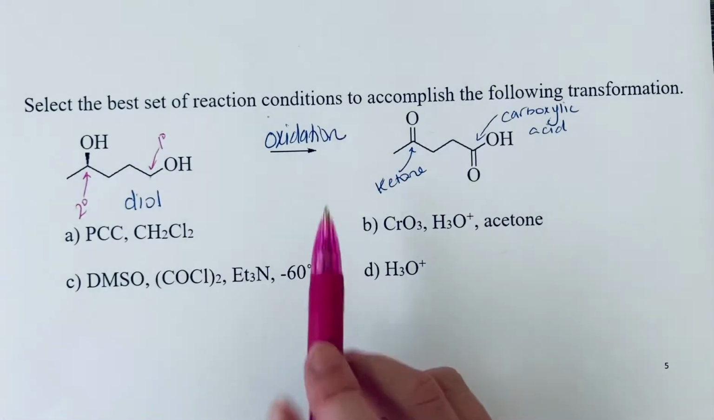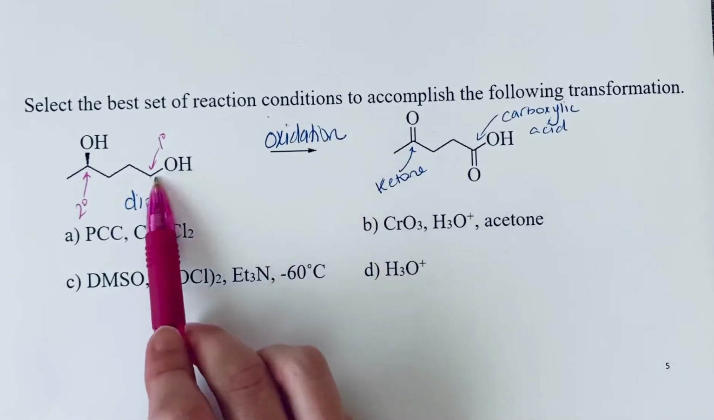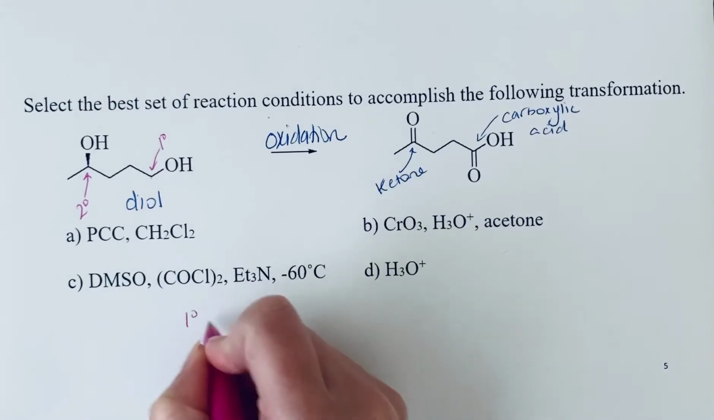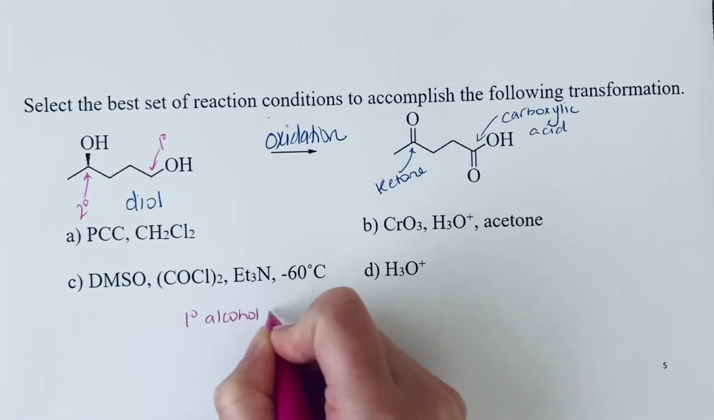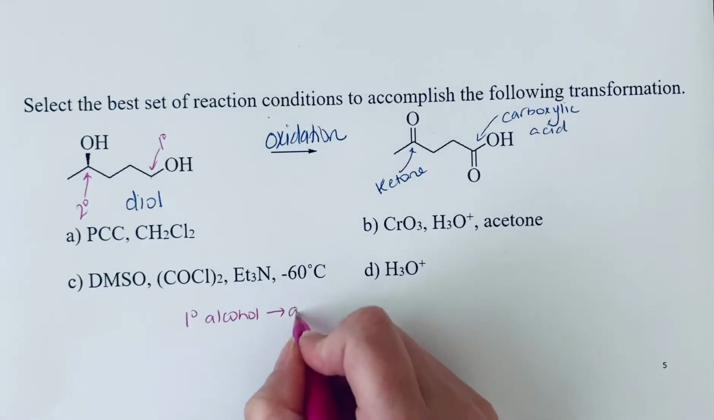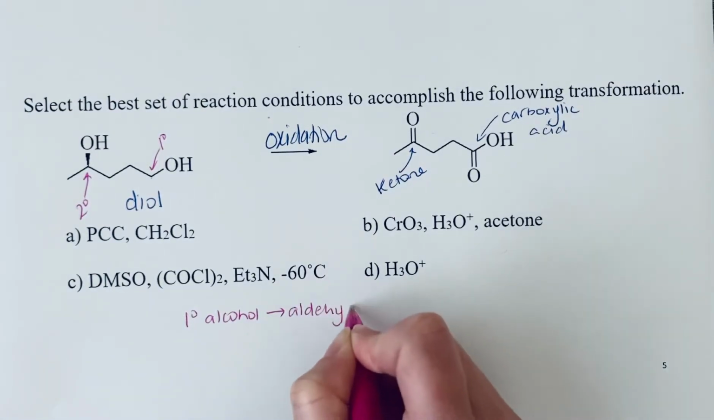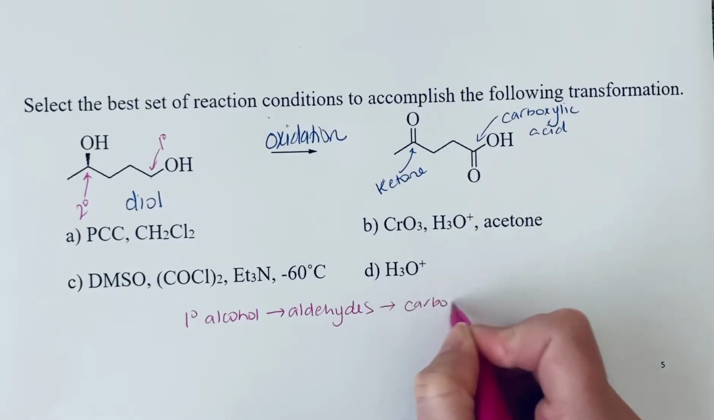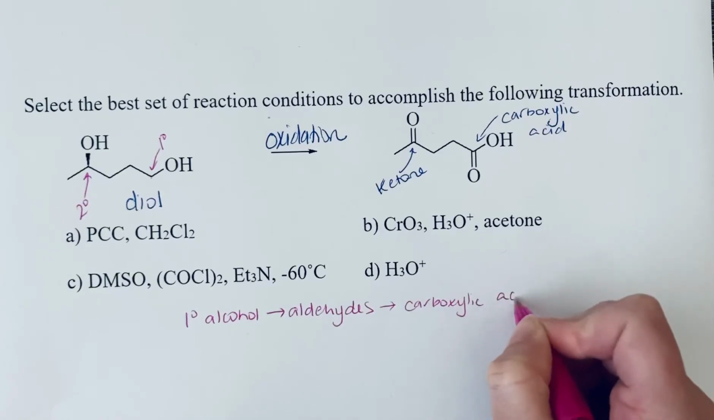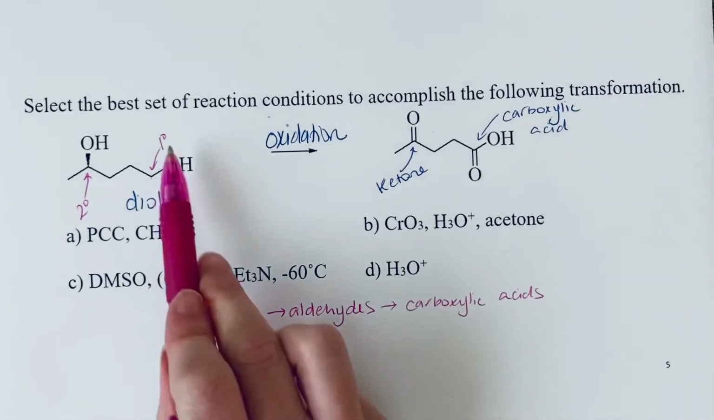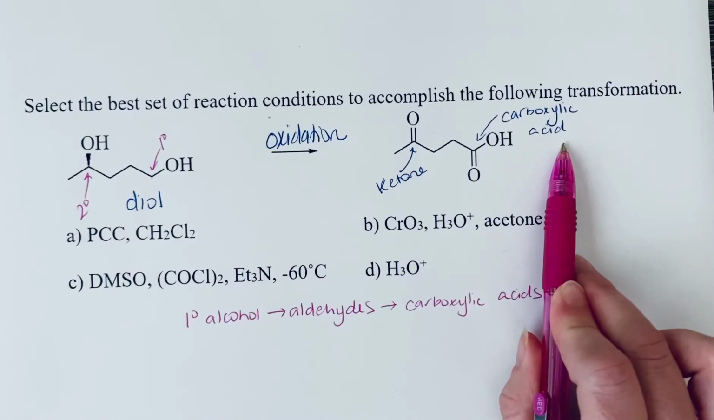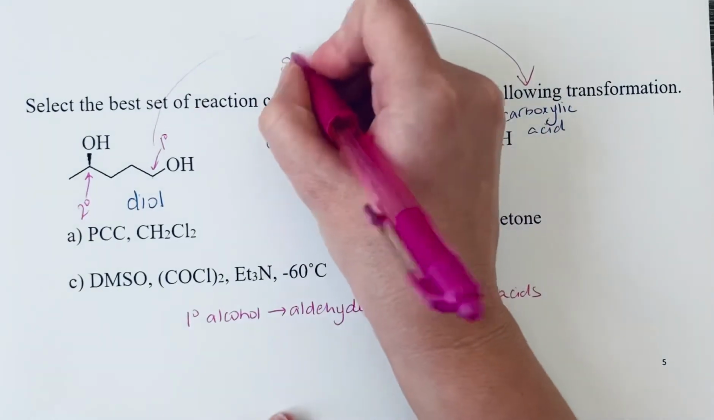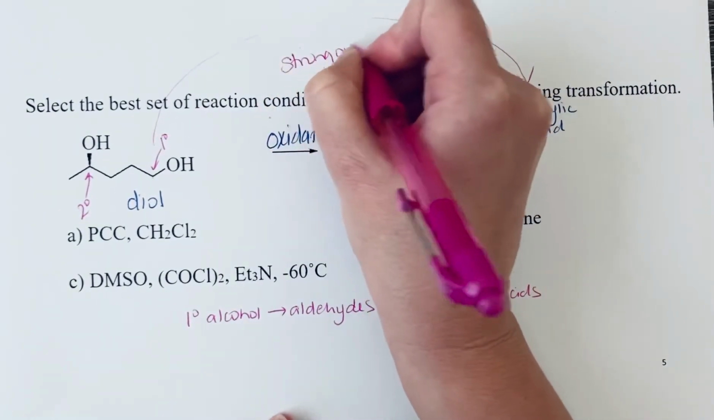So when we're deciding between oxidation conditions, we want to pay attention to the primary alcohol. Primary alcohols can be oxidized to give us aldehydes, and they can be oxidized even further to carboxylic acids. And so we see that this primary alcohol is being oxidized to a carboxylic acid in this case. So that means we need a strong oxidizing agent.